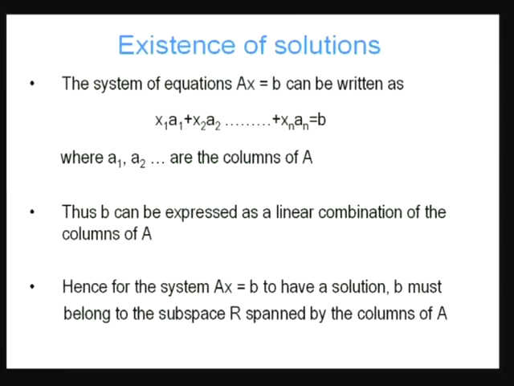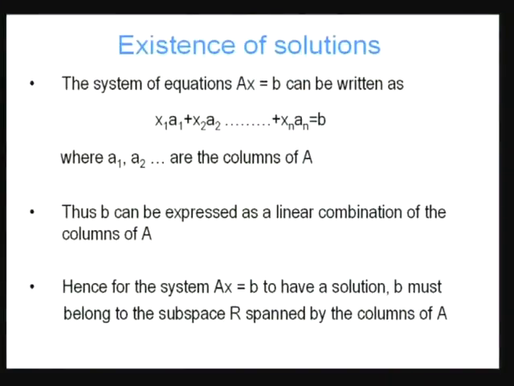which again makes it obvious that if the system Ax is equal to b is to have a solution, b must belong to the subspace R spanned by the columns of A, because recall that x1 a1 plus x2 a2 plus xn an is equal to b. B is a linear combination of a1, a2 through an. x1, x2 through xn are just the scalar multiples. So b is a linear combination of the columns of A, and thus b must belong to the subspace R, which is spanned by the columns of A.